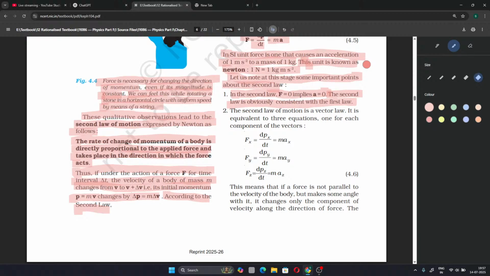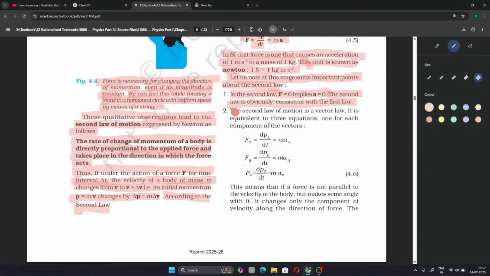Then the body attains a state of uniform motion or complete rest. And in case of the second law, here as well, when the force is 0, it implies that a equals 0. It's not saying that the second law is different from the first law. It is actually the same thing, because in this universe, whatever works, works coexistently. When net force is 0, acceleration is also 0. The second law is obviously consistent with the first law. That is what they mean by that.